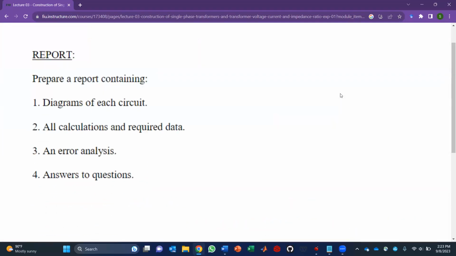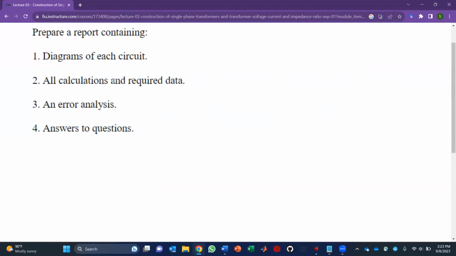So you'll have to make that table, and you'll have to do all the calculations. And there are errors. I told you that there will be some errors because of the losses. So you need to take those into consideration and explain why those errors happen, and answer some questions that I'm gonna ask you to answer.